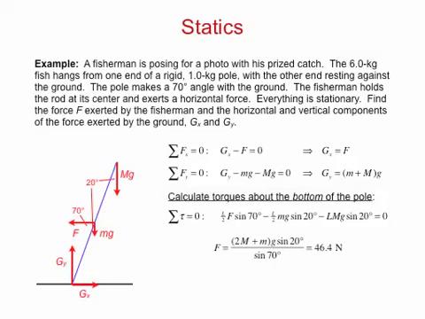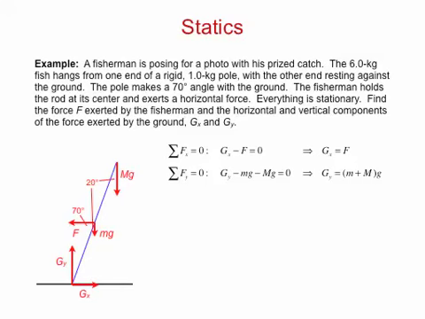And plugging in values for big M, little m, and g, and evaluating, gives the pulling force F equal to 46.4 newtons. Since G sub x equals F, G sub x equals 46.4 newtons as well. And finally, evaluating G sub y gives 68.5 newtons.